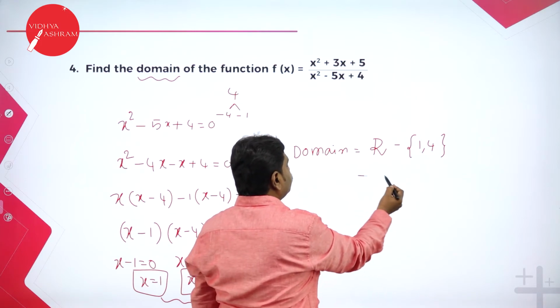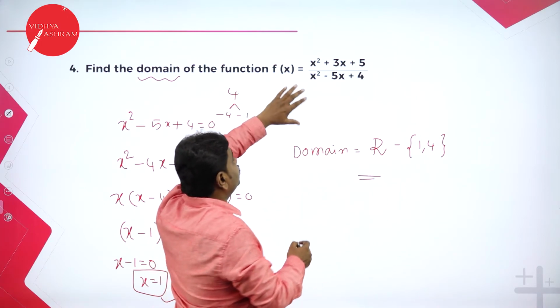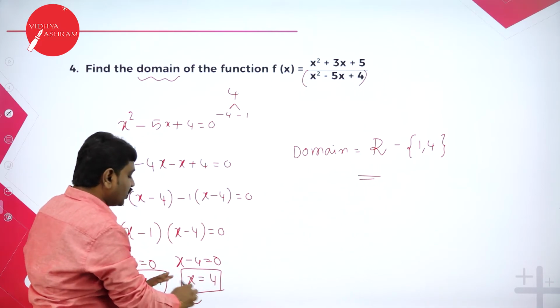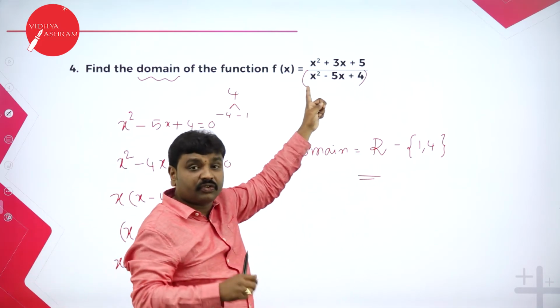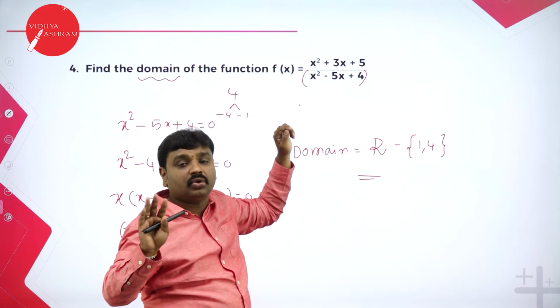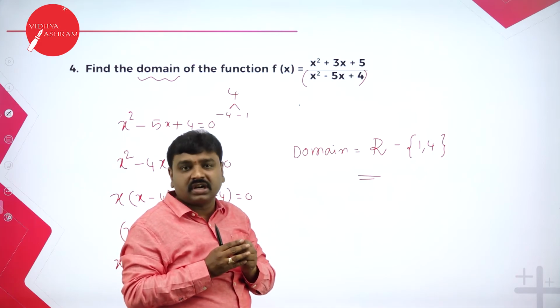This is the domain. So whenever they give a function of this form, concentrate on the denominator. You equate it to 0 and get the roots. What are the roots? 1 and 4. It means in the place of x, if you put 1, the denominator becomes 0. Denominator should not become 0. If the denominator is 0, the function is not defined.